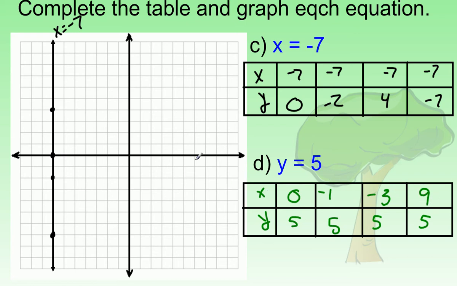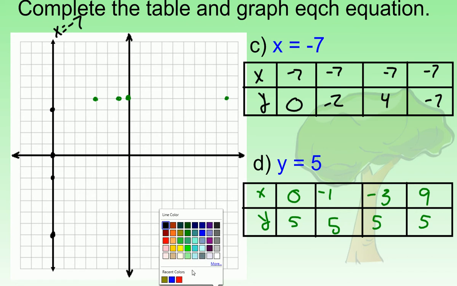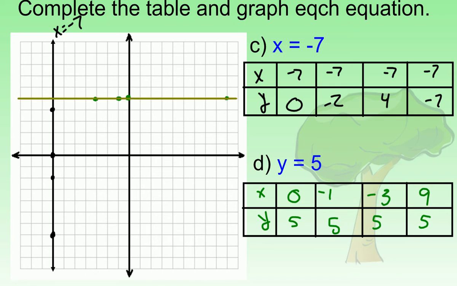I like that. So we go to 0, 5. 1, 2, 3, 4, 5. Y-intercept, by the way, is where it's crossing the y-axis. -1, 5. -3, 5. You see the line? Yeah. 9, 5. So I have a horizontal line right here with arrowheads.